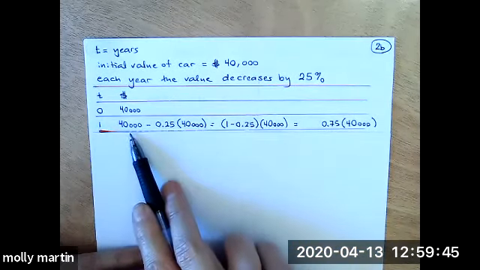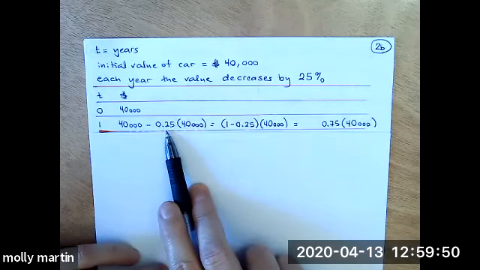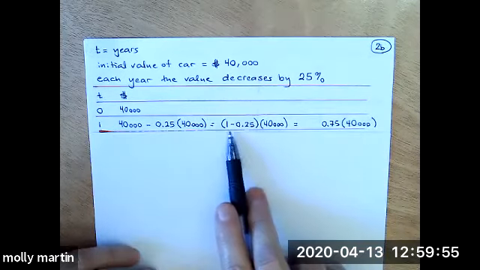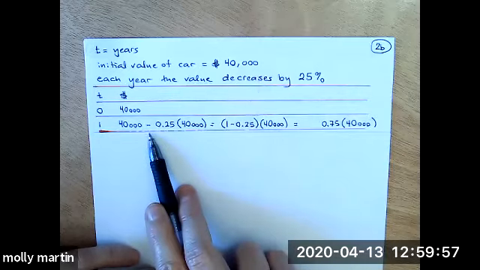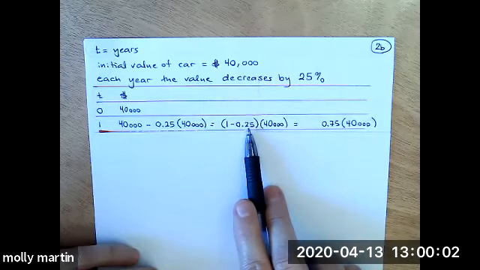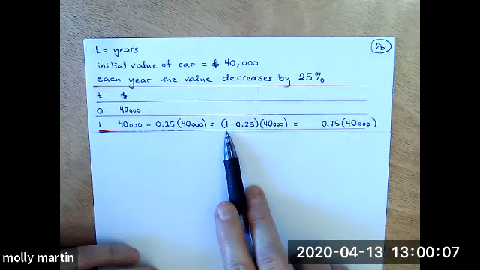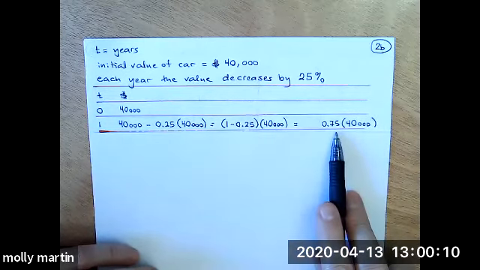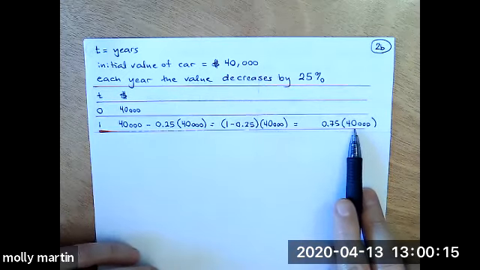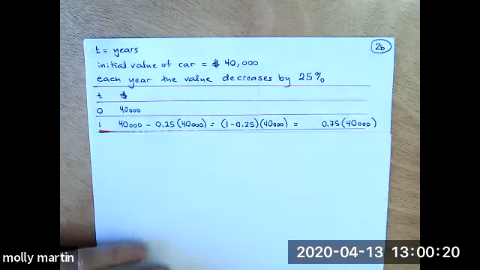After 1 year, you have the initial amount, which is decreased by 25% of the initial amount, and that's 1 times 40,000 minus 0.25 times 40,000. So that's 1 minus 0.25 times 40,000. 1 minus 0.25 is equal to 0.75. So 75% of the initial value remains. At the beginning of the second year, that's the value of the car.